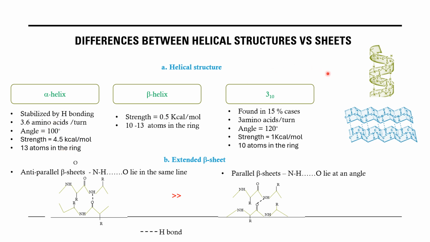mole. If you look at the helix here, you can see that around 3.6 amino acids per turn are present in the case of alpha helix, wherein the torsion angles phi and psi are rotated to 100 degrees. In order to form alpha helix, we need around 13 atoms to be present in the ring. Then we have beta helix.